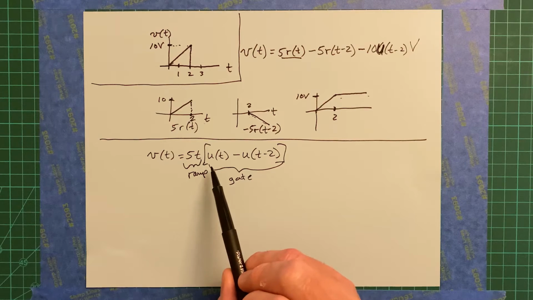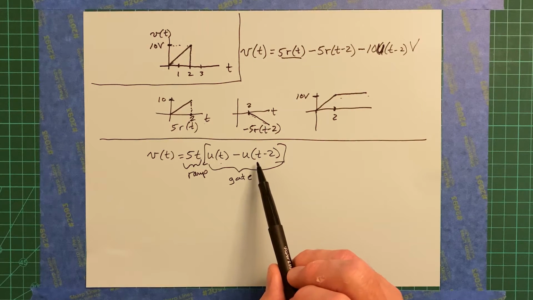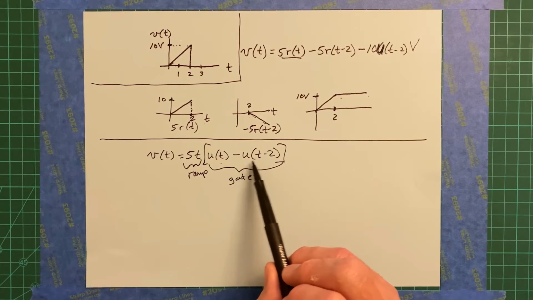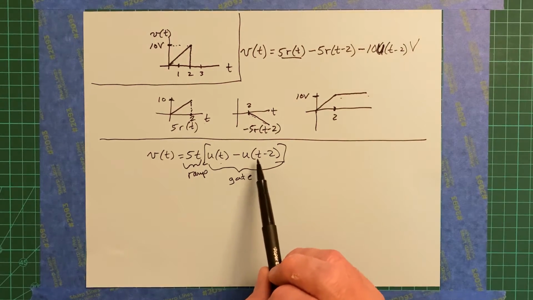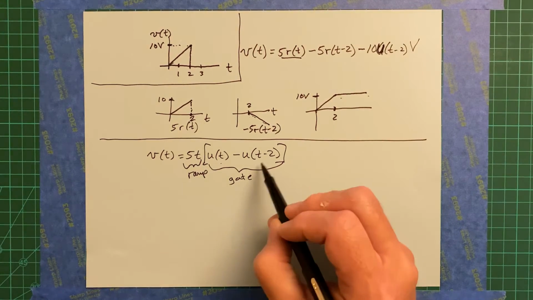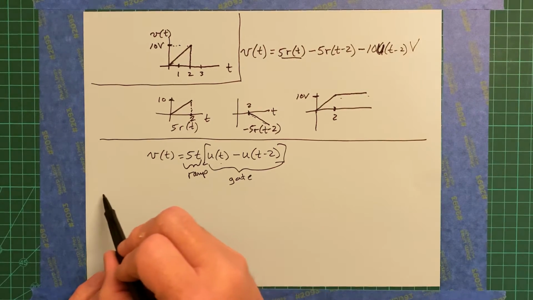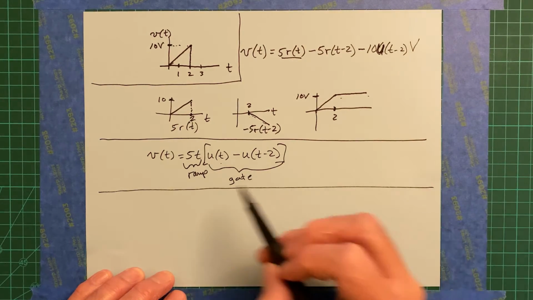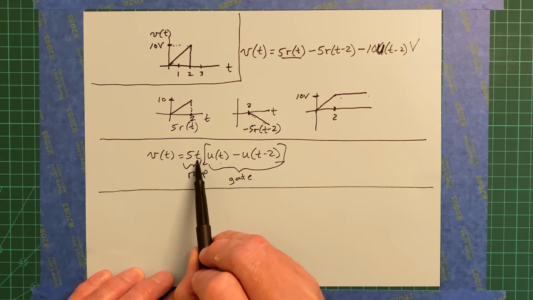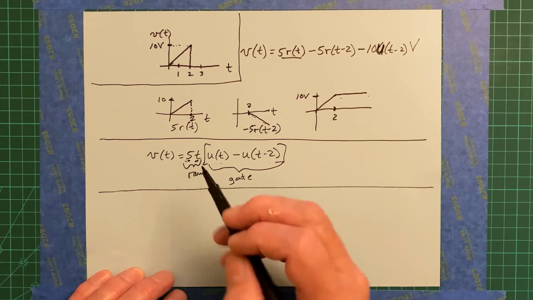So this turns it on at t equals 0, and this cancels the first one here at t equals 2. So the gate function multiplied by the ramp function, that's another way to do it. That says 5t. We didn't use the r, so it's not technically a ramp, but it is linear with t with a slope of 5. So it is effectively a ramp.